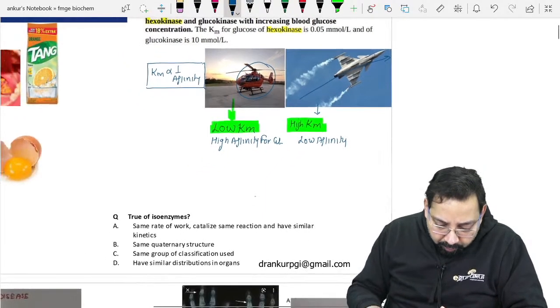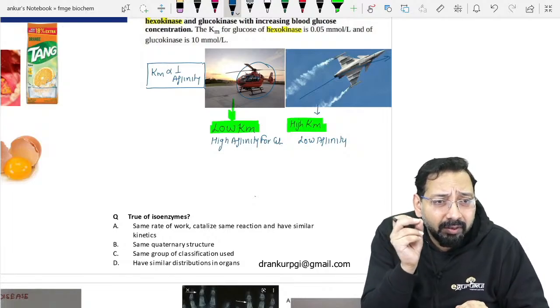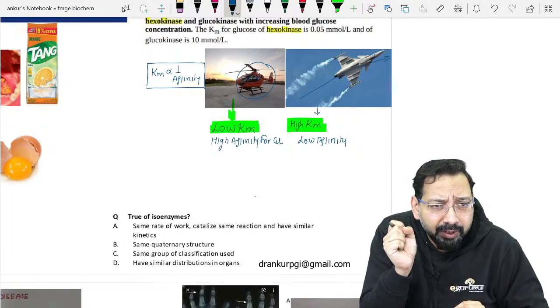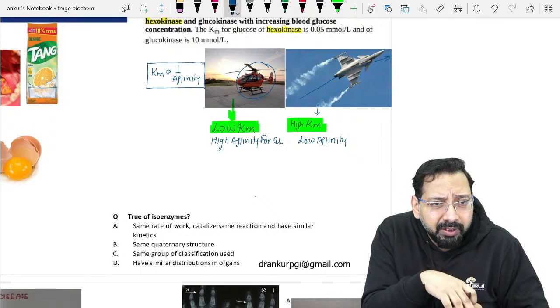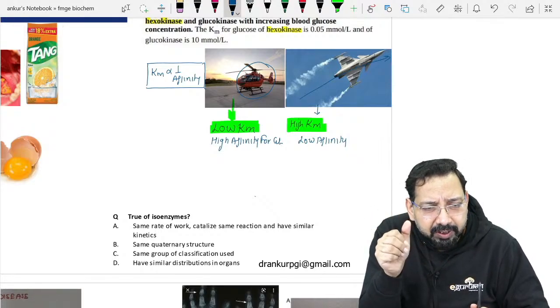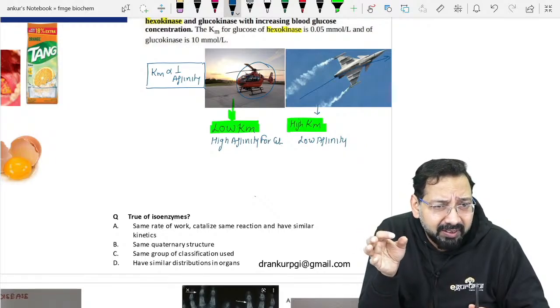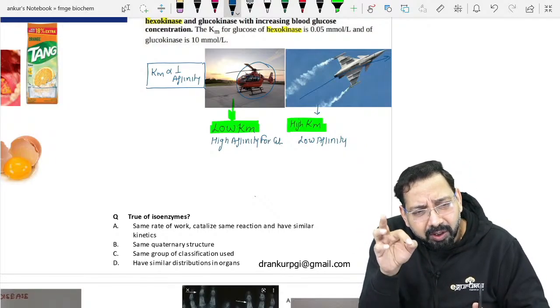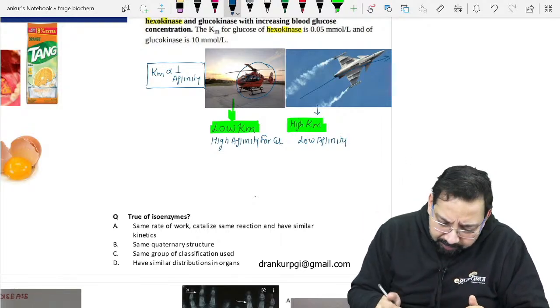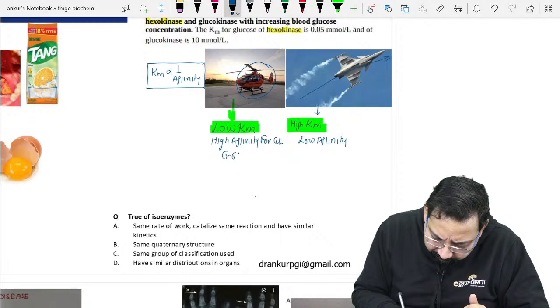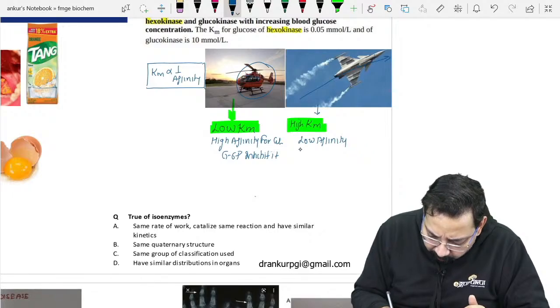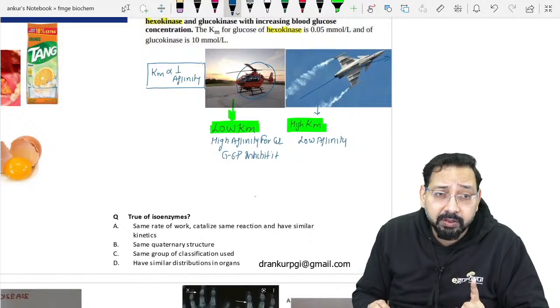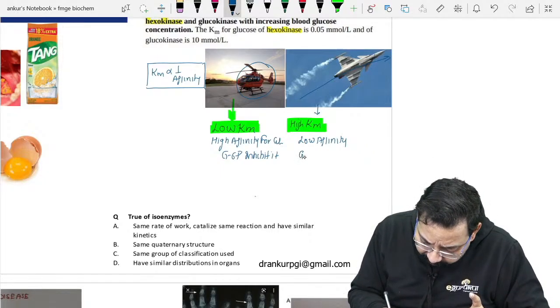Now you must have seen many Bollywood and Hollywood movies where the hero stops a helicopter very easily. Similarly, this helicopter, hexokinase, can be inhibited very easily, even by glucose 6 phosphate. Glucose 6 phosphate inhibits it, while in glucokinase, glucose 6 phosphate can't inhibit it.